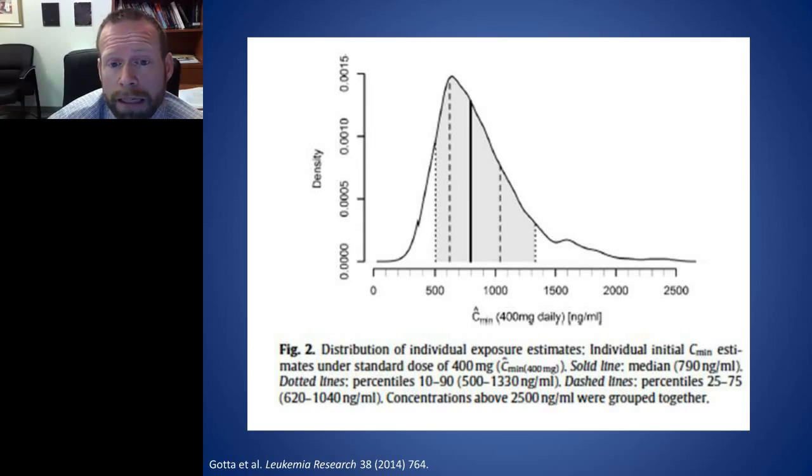And the thing I'd point out in this is just a plot of the distribution, and you'll see again that there are many, many patients at this dose of 400 milligrams that have a trough concentration of less than 1,000 nanograms per mil. The median, which is the dark line here, is right around 800 nanograms per mil. And so you can see this plot here.